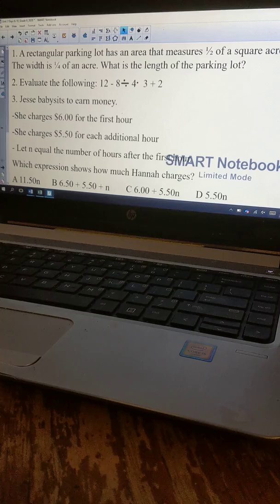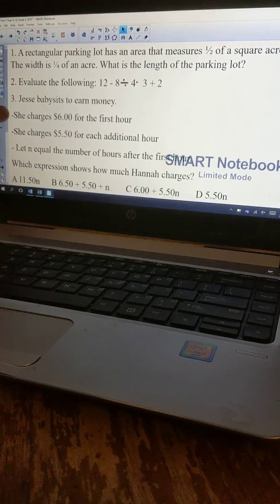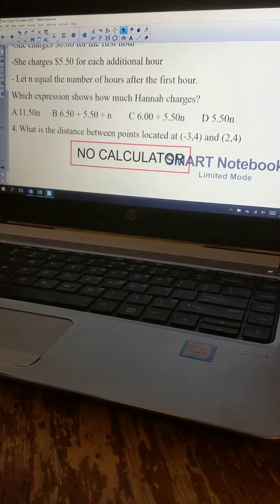So, this week we're going to be working on different kinds of graphs. Here's the warm up. I'll scroll down to number 4. Try to use no calculator on all of the warm ups this week. And when you're done, go to the next slide.